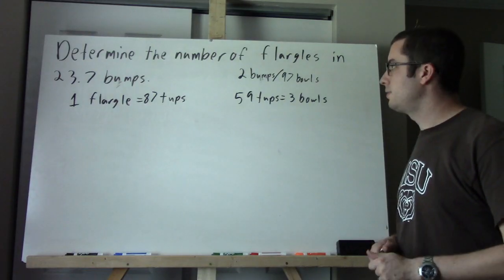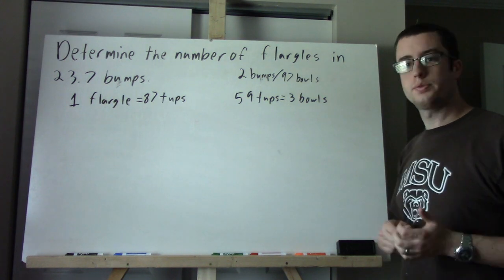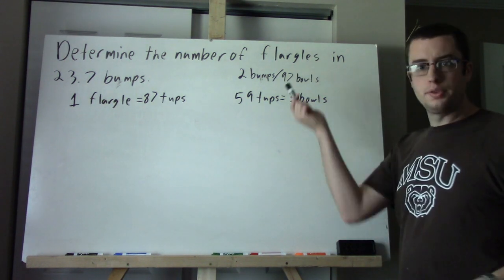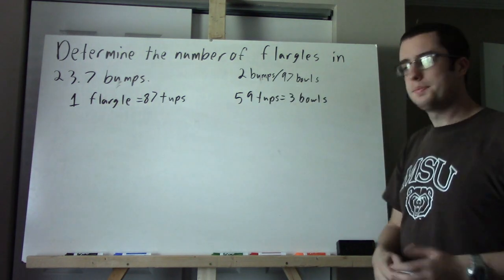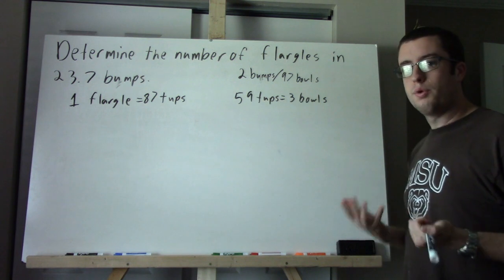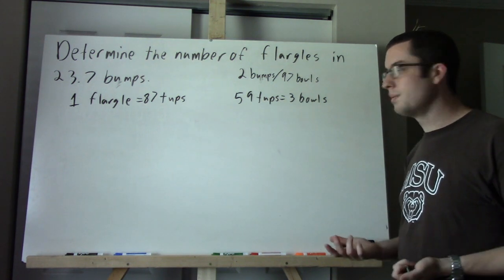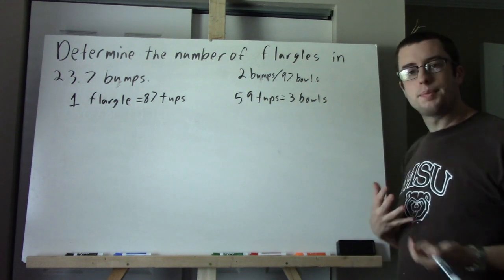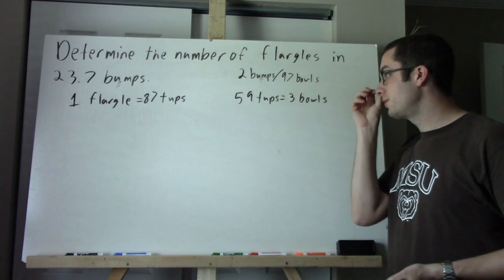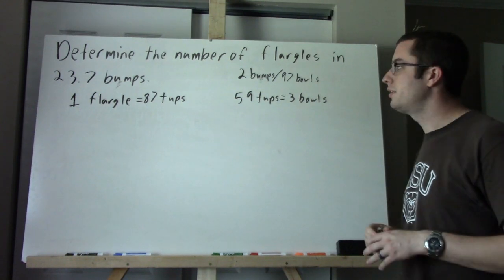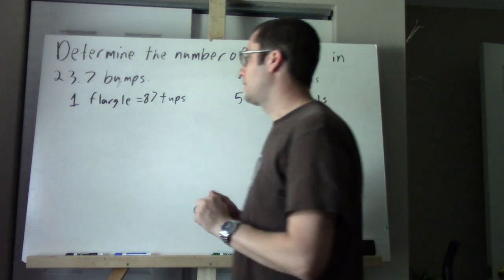Alrighty, so last problem. So we want to determine the number of flargles in 23.7 bumps. These are completely made up units, they're completely random. Conversions here are completely random, so a problem like this will prevent you from being able to look it up on Google because it simply doesn't exist. So something like this would be the reason why you have to make sure that you actually know how to use your dimensional analysis. So, again, as always, start with the train tracks.